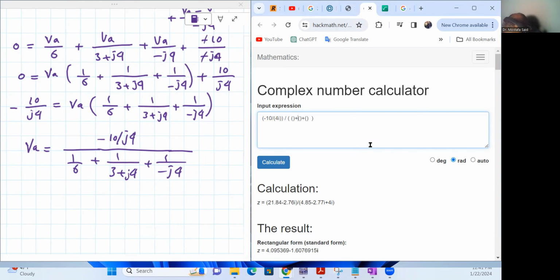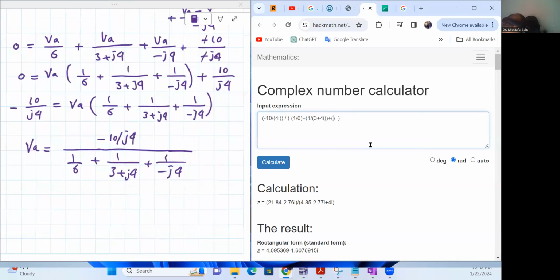The first term is 1 over 6. That's easy. The second term is 1 divided by 3 plus j4, 1 divided by a parenthesis 3 plus 4i. You must always put the constant before the j or the i on that website, because it might translate it incorrectly if you write i4. On that website, i4 is different from 4i. Always put the 4 before the i.